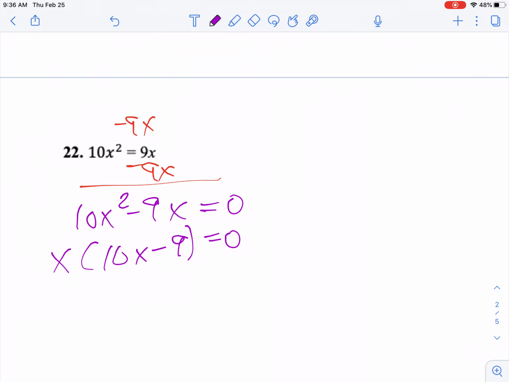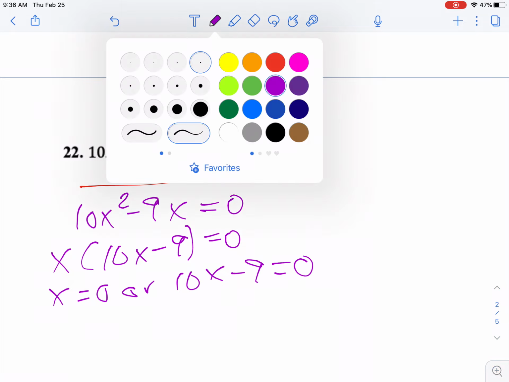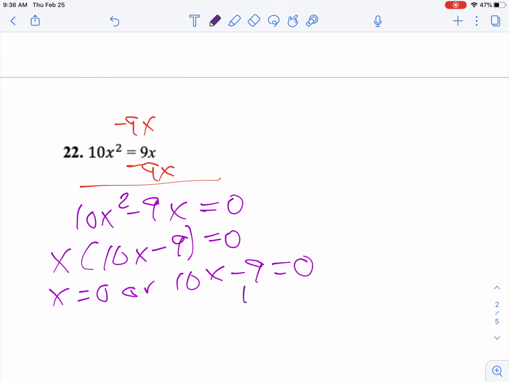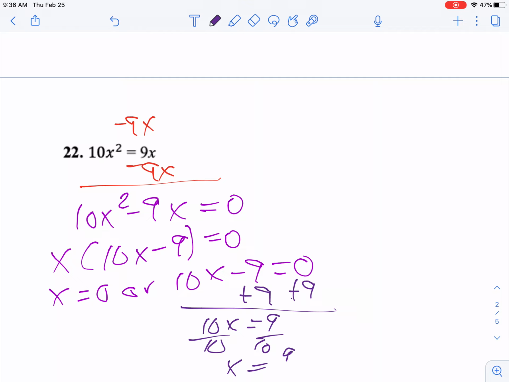So now we have x equals 0 or 10x minus 9 equals 0. Well, let's solve for x in the second equation. The opposite of subtracting 9, we're going to add 9 to both sides. 10x equals 9. Divide both sides by 10. X equals 9/10. So your two solutions are x equals 0 or x equals 9/10.